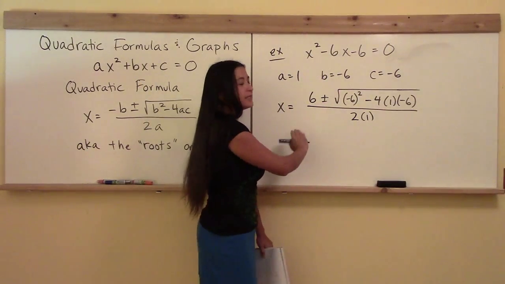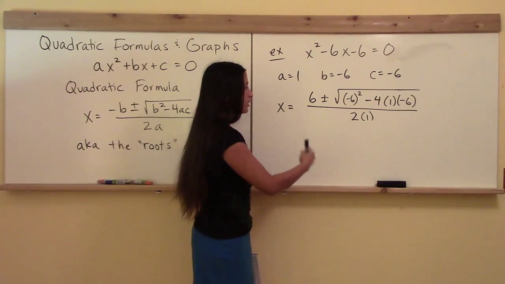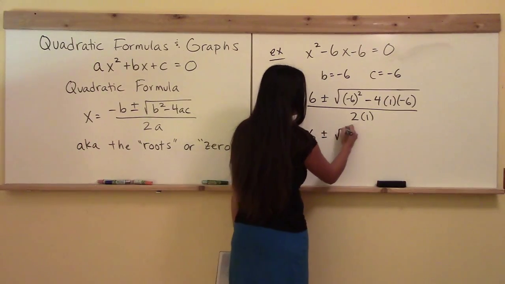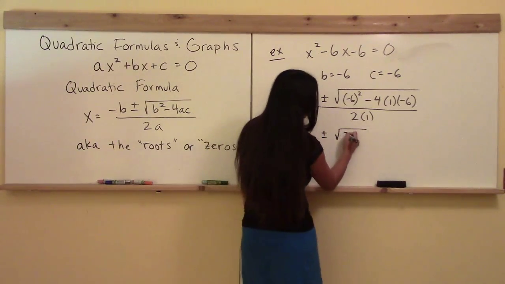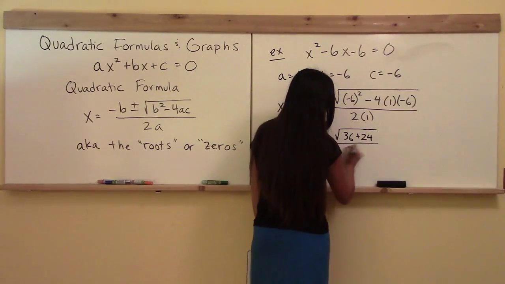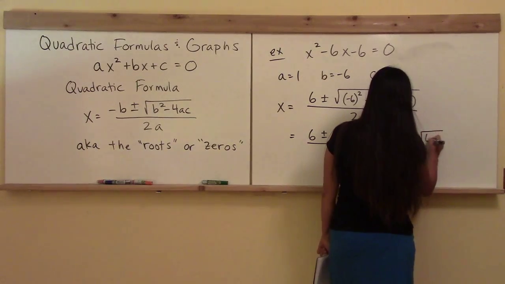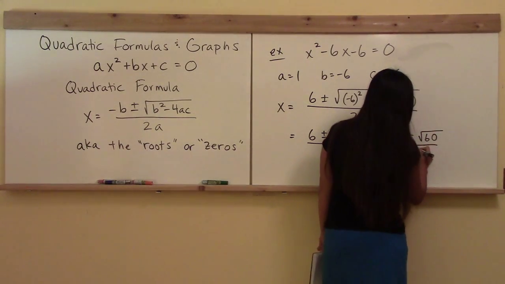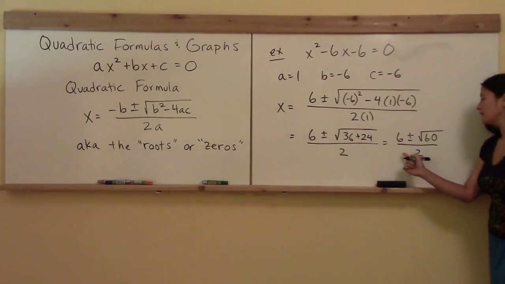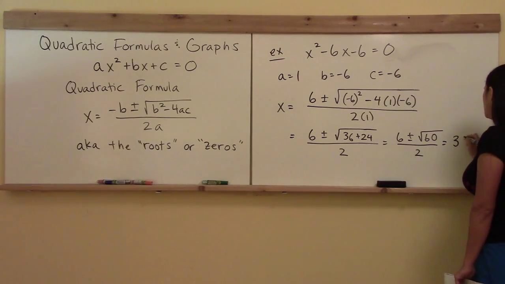Okay, so this is not an acceptable answer for your final answer. Okay, you have to work this out in a little more detail. So 6 plus or minus the square root, you see that's a 36, and that's plus 24. Okay, and it's all still divided by 2, and so we get 6 plus or minus the square root of 60 divided by 2. Okay, that's still not quite simple enough. We can simplify this a little bit more. 6 over 2 is 3.